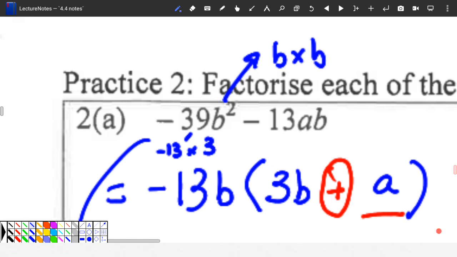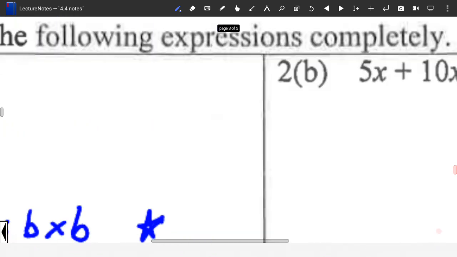A simple way is what Jolie mentioned. You just take negative 39, press your calculator. Negative 39 divided by negative 13. You will see the 3. I repeat again. Take your calculator, press negative 39 divided by negative 13. Do you see 3? So the divide will help you to see what's the factor. Clear? Okay, everyone do B as the final exercise.